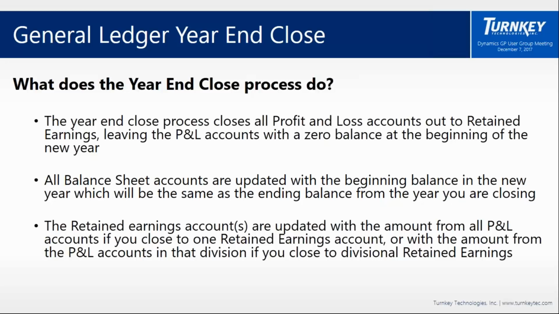Okay, so again, you can close to a divisional retained earnings account. For example, if you have separate divisions that have different retained earnings accounts, when you close the year, it will actually look at those and determine which ones are for which division, and then you'll have a separate P&L for each of those divisions. So it knows what to do. Once you get that set up, it knows exactly what to do.